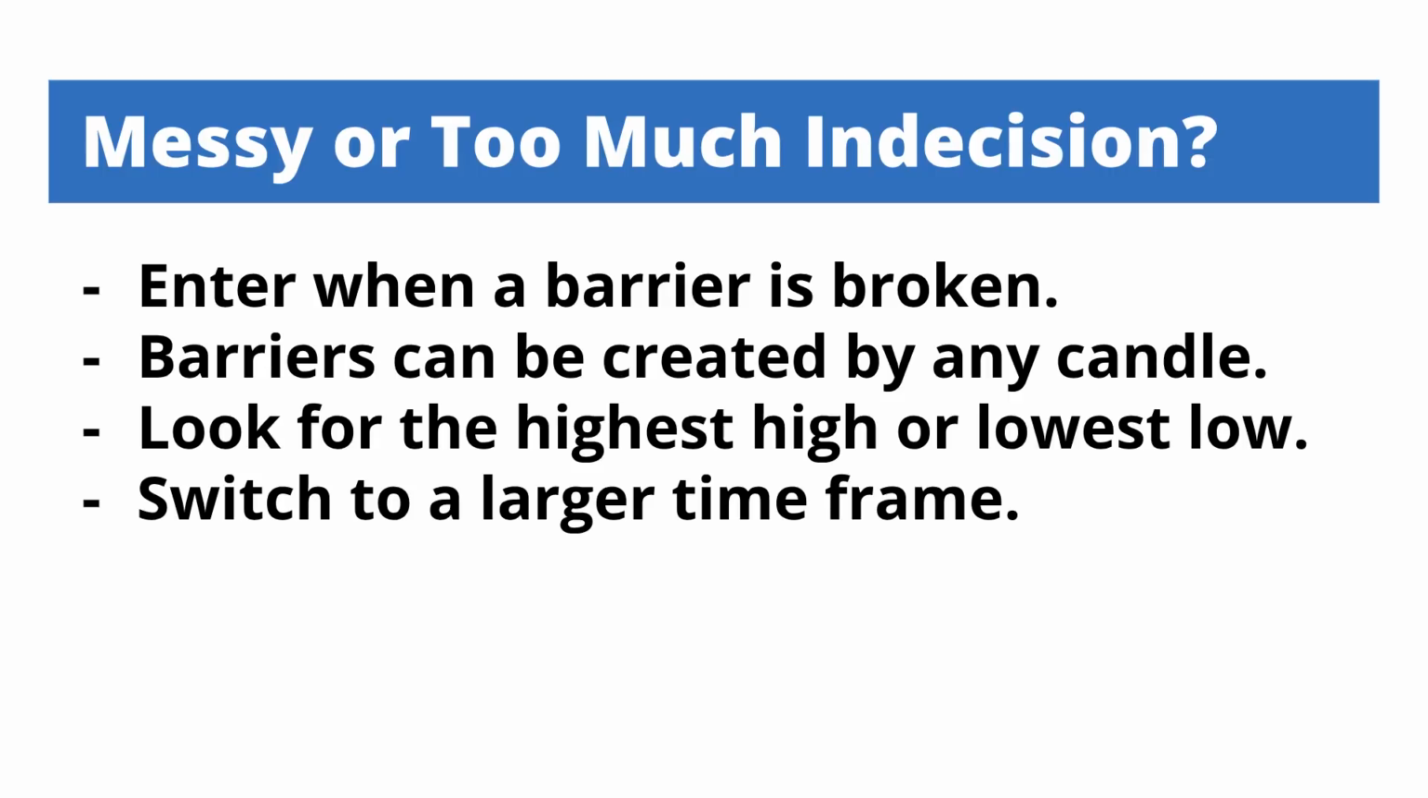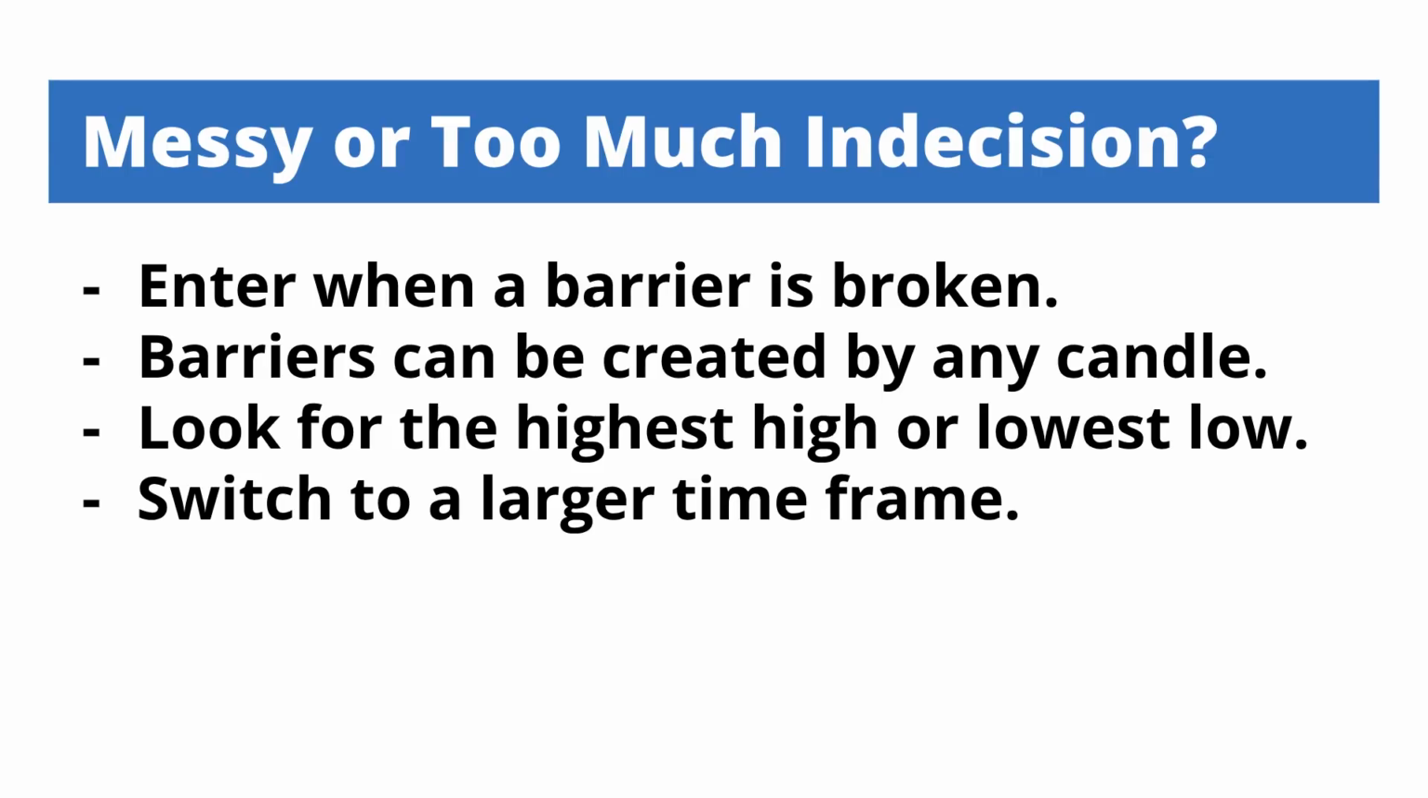Well, first of all, with all our entries, we want to enter when a barrier is broken. So what do I mean by a barrier? I mean, we want to enter a short trade when we've confirmed that sellers have taken control of price. We want to enter a long trade when we've confirmed that buyers have taken control of price. How do you confirm that? The easiest way is to wait for a barrier to break. So the barrier can be a high or a low, a support resistance area, a psychological level, but mostly we're looking at highs and lows.